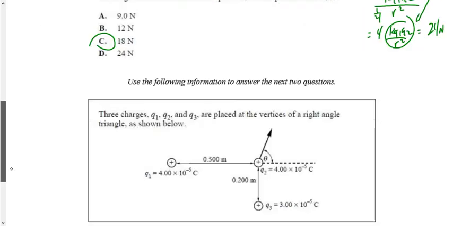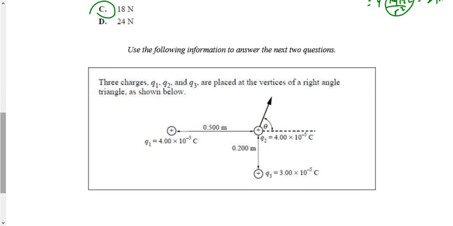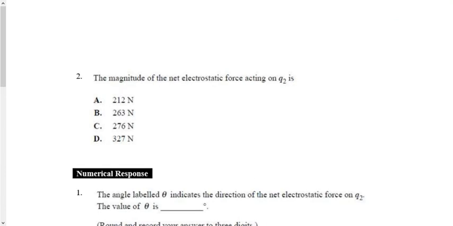All right, next question. 3 charges, Q1, Q2, and Q3 are placed at the vertices of a right angle triangle shown below. It looks like one of those 2D force problems here. We want to find the magnitude of the net force on Q2, and we want to find the angle labeled there as well.